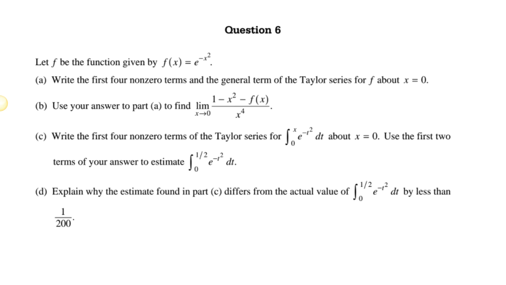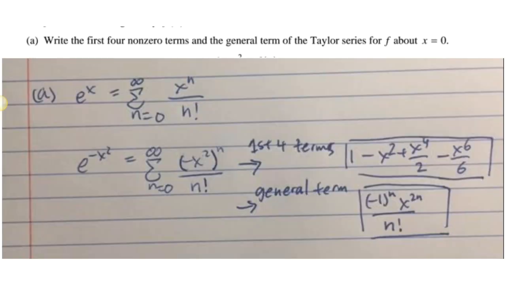Number 6 focuses on Taylor polynomials and Taylor series, which is one of the more difficult concepts of chapter 11. Part A asks us to write the first 4 non-zero terms and a general term for the Taylor series of f of x about x equals 0.